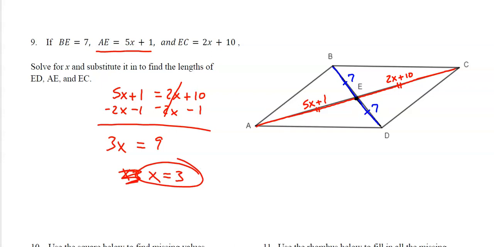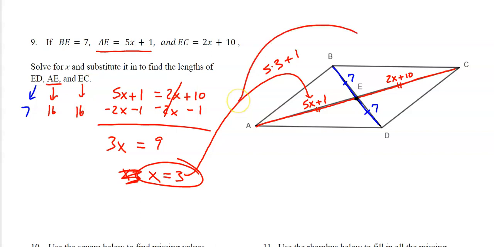So solve for x. We just did that. And then we need to find the length of ED, which was 7. Now, if I want to find the true length of AE, I need to take this 3 and substitute it in. And that's 5 times 3 plus 1. That's 15 plus 1. So you're 16. And since they have to be equal, I could substitute this also over into here, or I could just trust my work and know that they have to be the same.